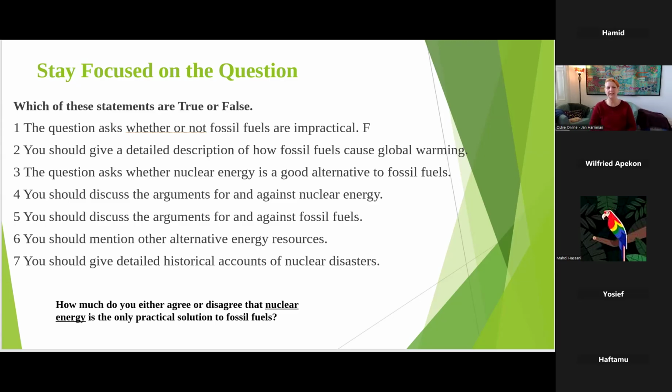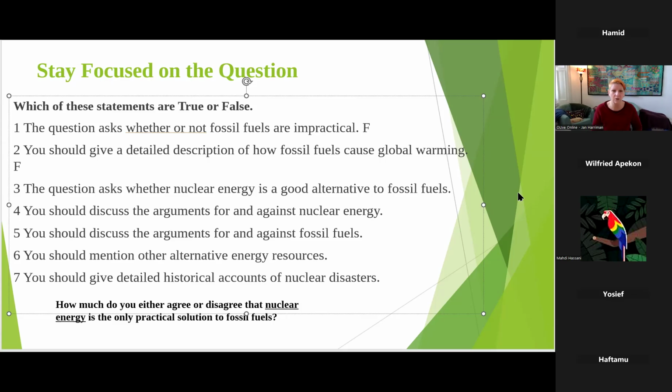So, do you think in this essay you should give a detailed description? Remember, you've only got 40 minutes and you've only got 250 words to do this in. Do you think you should give a detailed description of how fossil fuels cause global warming? Not a detailed description, but you might mention it, but only in as much as the things that you are suggesting.